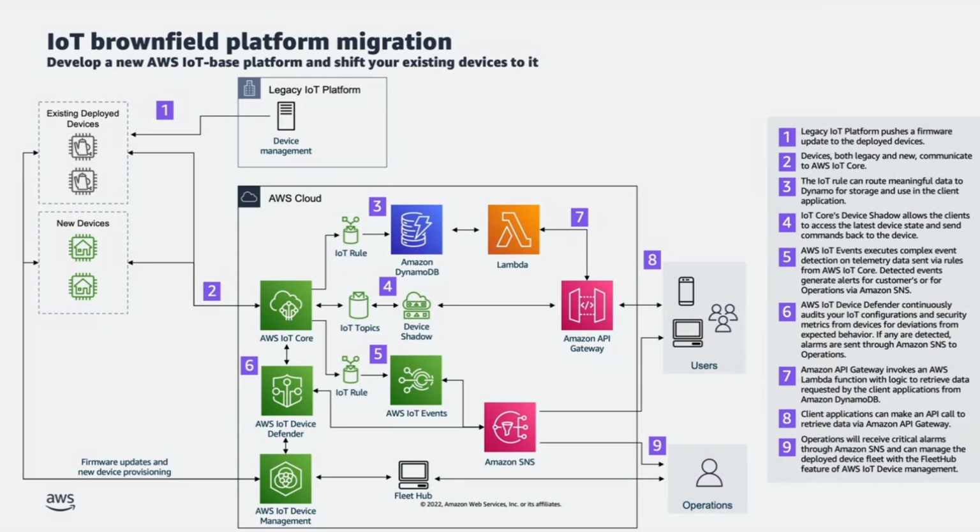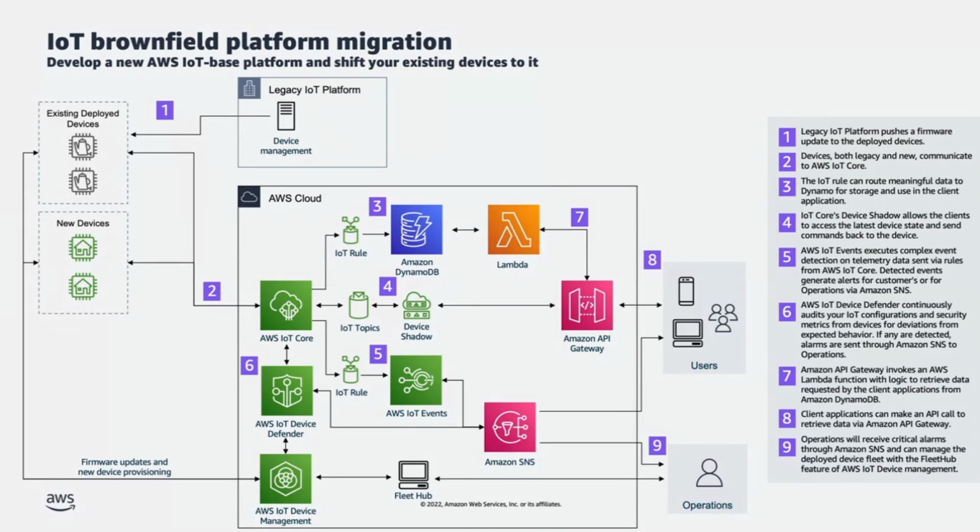So you start at number one, where you have the legacy IoT platform pushing a firmware update to those deployed devices, the existing devices. And number two could be where the devices, both legacy and new, are now talking to the AWS IoT Core platform. And the IoT rules engine can route these different types of data to either a DynamoDB database for storage and use in the client's application, or going to number four, the IoT Core device shadow, which allows the clients to really access the latest device state and send commands back to the backend service or back to the device.